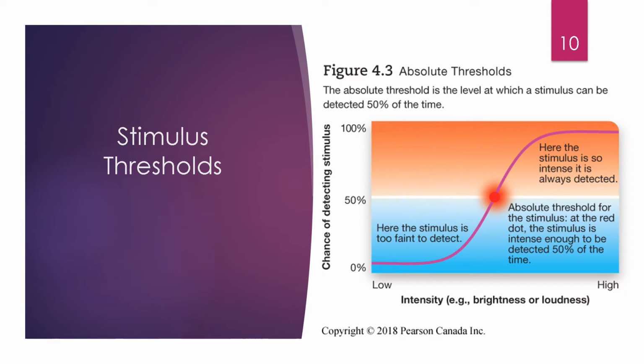So here's a little diagram that shows you the absolute threshold. If you have the first part of the diagram here, the chance of detecting the stimulus is less than 50%, so we'd say it's too faint to detect. If it's the second part here, it goes above 50%, so it's so intense that it's always or almost always detected. So our absolute threshold is the level at which the stimulus can be detected 50% of the time.